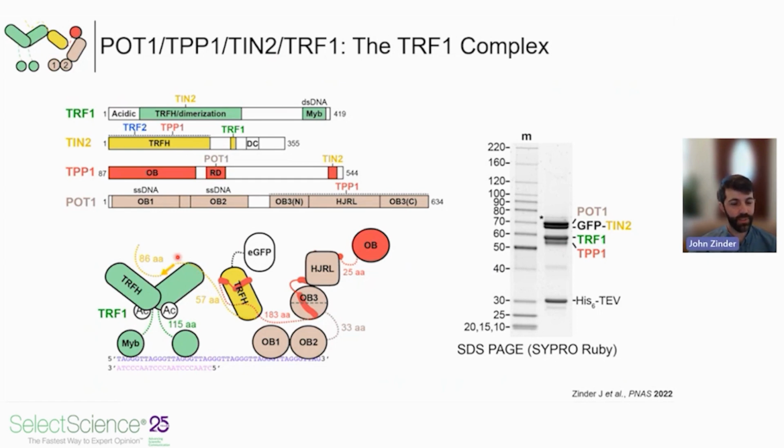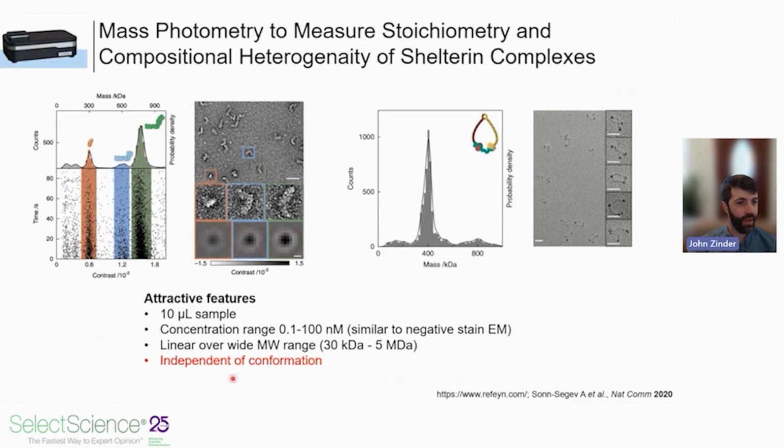And so to get at this, we turned to the technique that is the reason I was asked to do this webinar, which is mass photometry. I won't go into the principle of it, but what really sold me on it was this paper published in 2020, where they had a sample that they had characterized by EM, and they were able to really clearly show the stoichiometry of the different classes that they were seeing in EM using mass photometry. And it was a single particle technique, which was also very appealing to me.